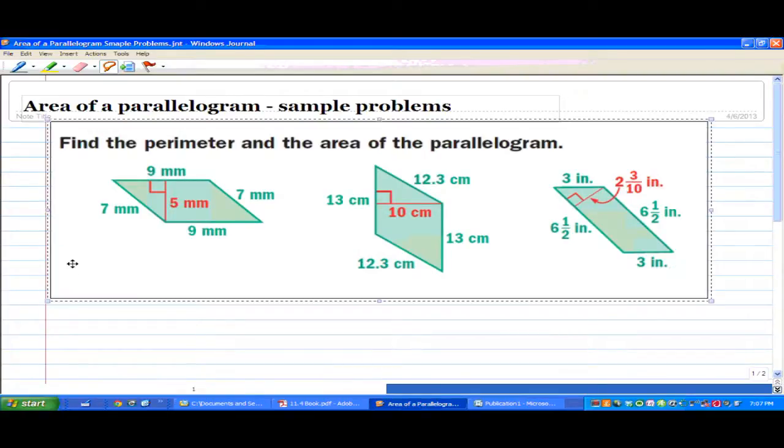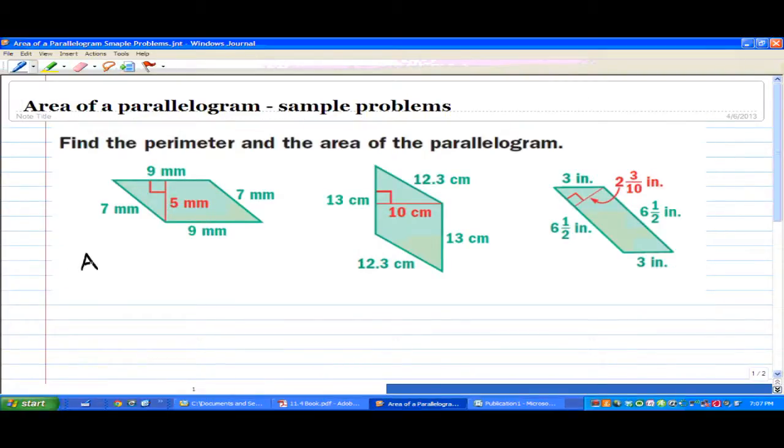Remember that for the area, the area is equal to the base times the height. The height is given away by that perpendicular box right here. This is telling you that, hey, I'm dealing with the height there. So whatever that box is connecting with is the base. So I have 9 times 5. The area then is 45 millimeters squared.